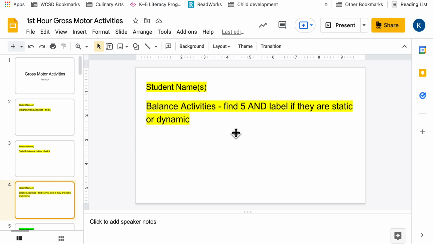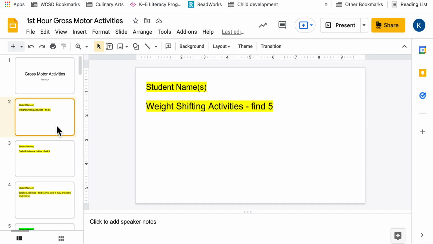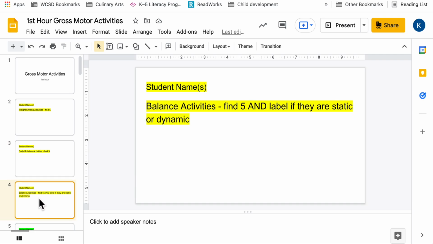Now, notice static and dynamic balance I've put together. So just make sure that you label if your activity is for static balance or if it's for dynamic balance. Okay, so what you can do then is you can go onto Google and you can search weight shifting activities for preschoolers, or you can search body rotation activities for preschoolers, or you can search static balance activities for preschoolers, or dynamic balance activities for preschoolers. And that will be very specific and give you some good search results.